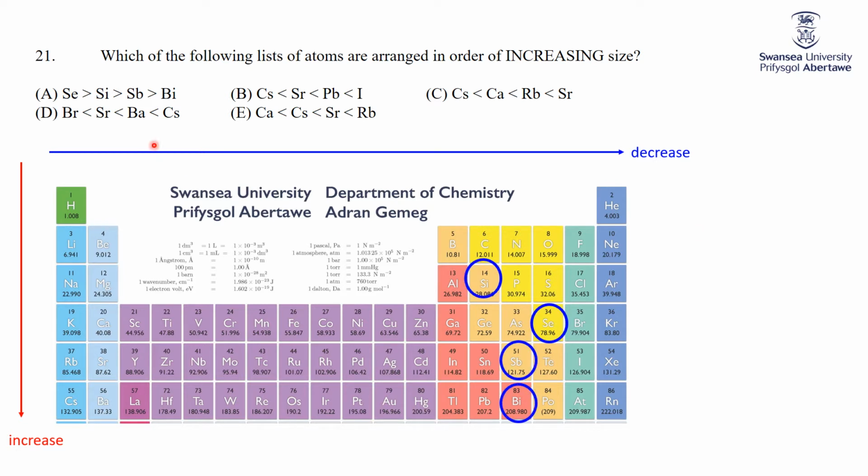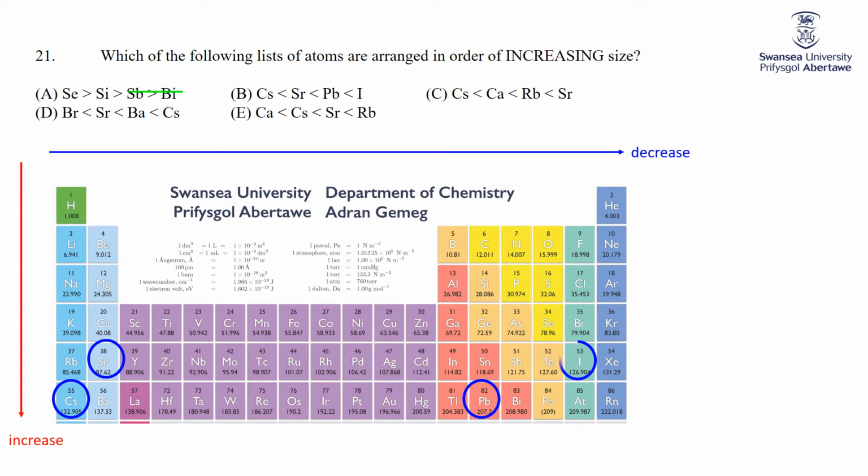Of course, the first trick with the first one is that we want it in increasing size, and they've got it in decreasing size. But as we go through, selenium is indeed bigger than silicon, but antimony here is certainly not bigger than bismuth. Bismuth is bigger than antimony. So even though it's in the wrong order, we also have a wrong relationship in there anyway.